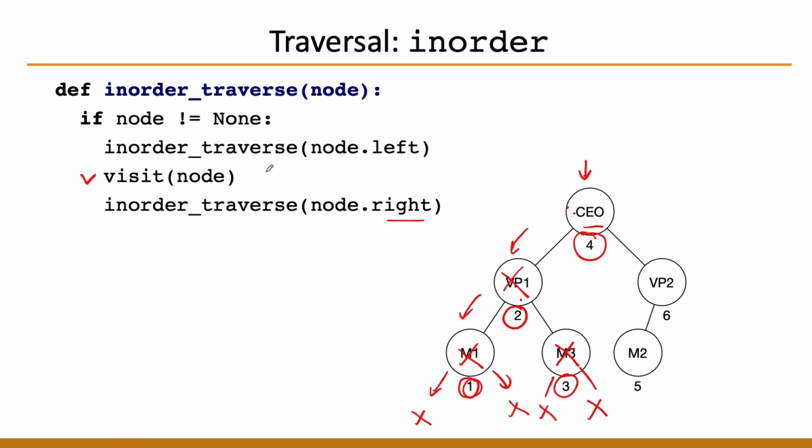So now we are done with the first two commands. We are going to do the recursion on the right hand side. We go to right hand side, you have VP2. Again, you go to left hand side, which is the M2. You try left, return, read the value, and then try the right hand side, and then you mark M2 as done, right? And then you return back to VP2. This time you can read the value, then you try right hand side, mark VP2 as done, return, mark CEO as done, right? So this is the sequence 1, 2, 3, 4, 5, and 6.